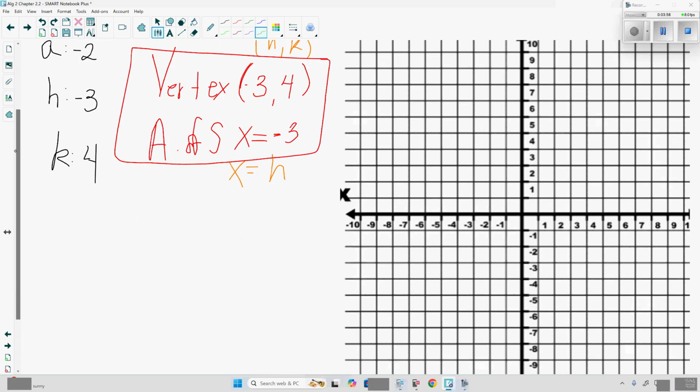Now, we're going to actually graph this one by hand. And if we go about graphing it by hand, the first thing we need to do is plot the vertex. So that would be the point -3, 4. So we have this here. Now the axis of symmetry is going to be this vertical line going up and down through that there. Now, the nice thing with using Smart Notebook or programs like it is I can draw this dotted line very easily.